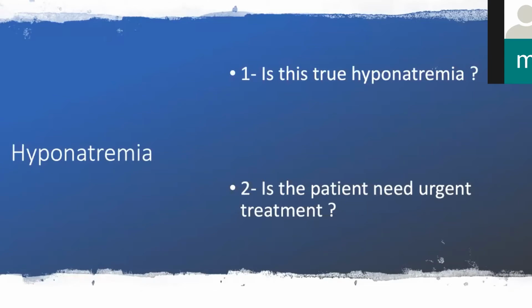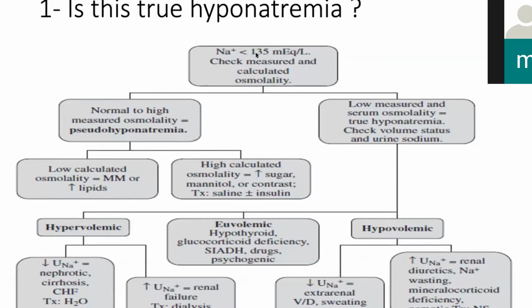So for the first question, for hyponatremia, this is a very famous figure. As we all know, hyponatremia is sodium below 135. Here will be the pseudo or not true hyponatremia, when there is either normal osmolarity or high osmolarity. In case of normal osmolarity, like multiple myeloma or hyperlipidemia, treat the underlying cause. If the osmolarity is high, as in hyperosmolar hyperglycemia, hyperglycemia, mannitol use and contrast, also here treat the underlying cause. So this part of hyponatremia is not the true hyponatremia that needs intervention and correction of sodium, rather than correction of the underlying cause.